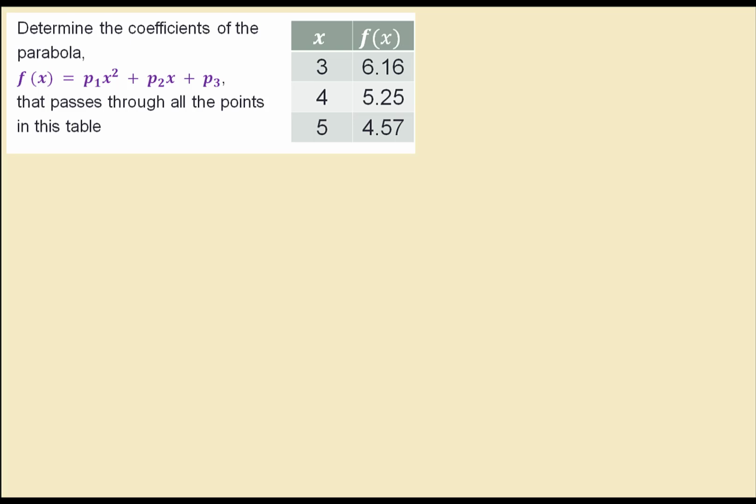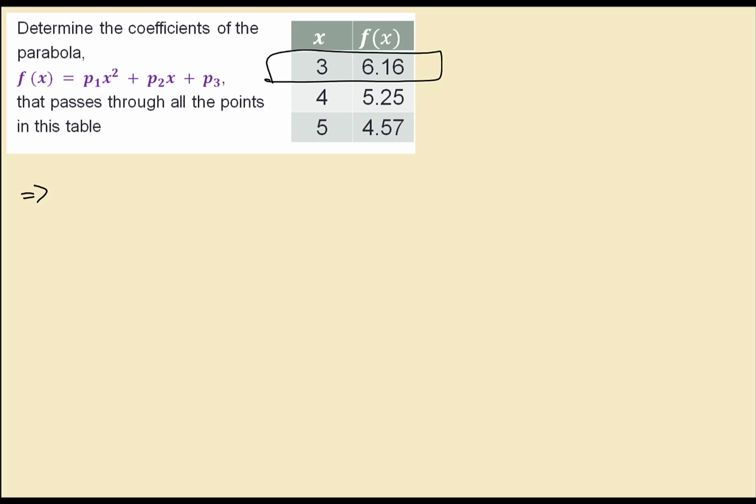So we can find these coefficients using 3 equations because we have 3 unknowns here, p1, p2, and p3. What we can do is formulate 3 equations using the data points that we see in this data set. For example, using the first row here, we have x equals 3 and f of x equals 6.16. So we can come up with an equation using this model that we have here, which is going to be part of the equations that we're going to use to solve for the unknowns p1, p2, and p3.